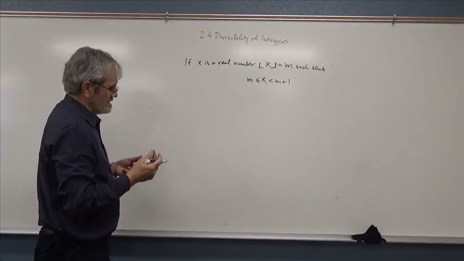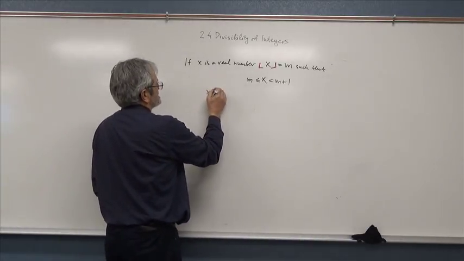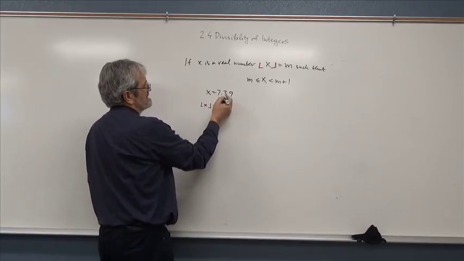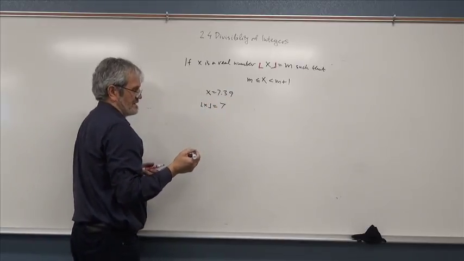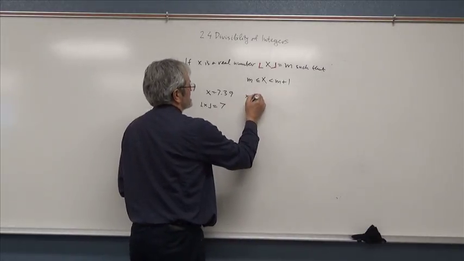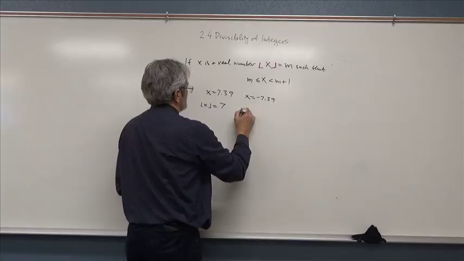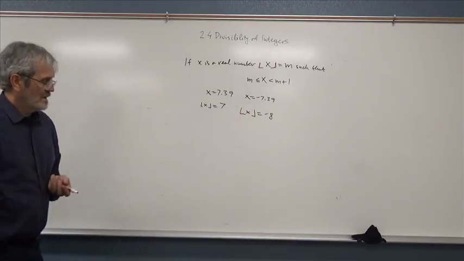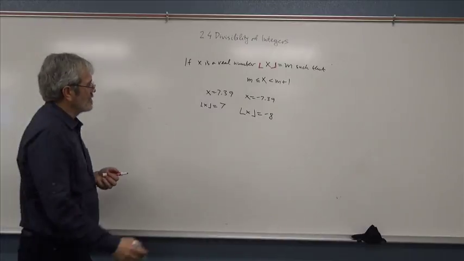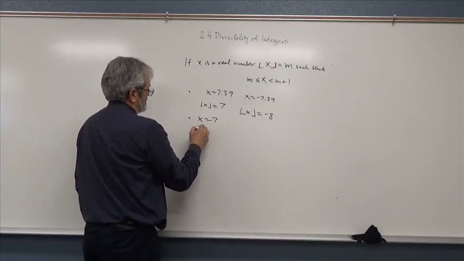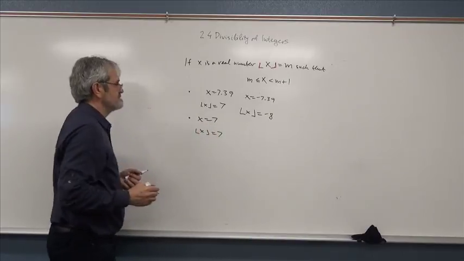So what does it mean? That's basically if x is 7.39, then floor of x, you round it down, is 7. The same way, if x is negative 7.39, then floor of x is negative 8. You have to go down always to get an integer. Of course, if x is an integer on its own, then floor of x is just x.